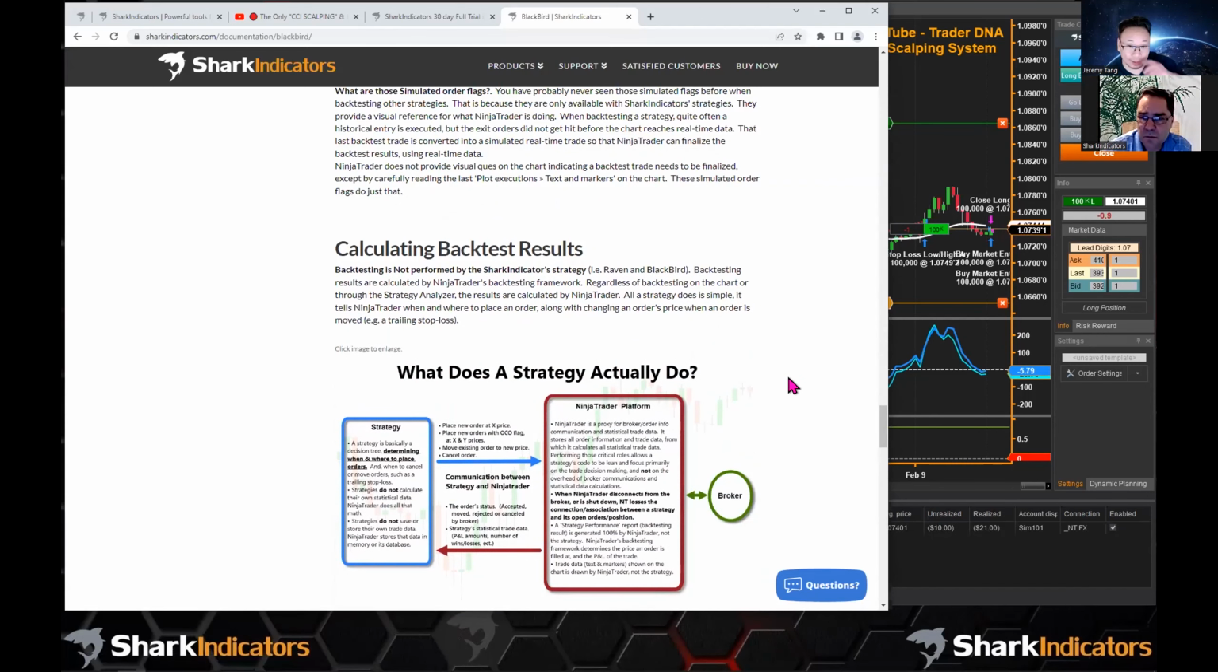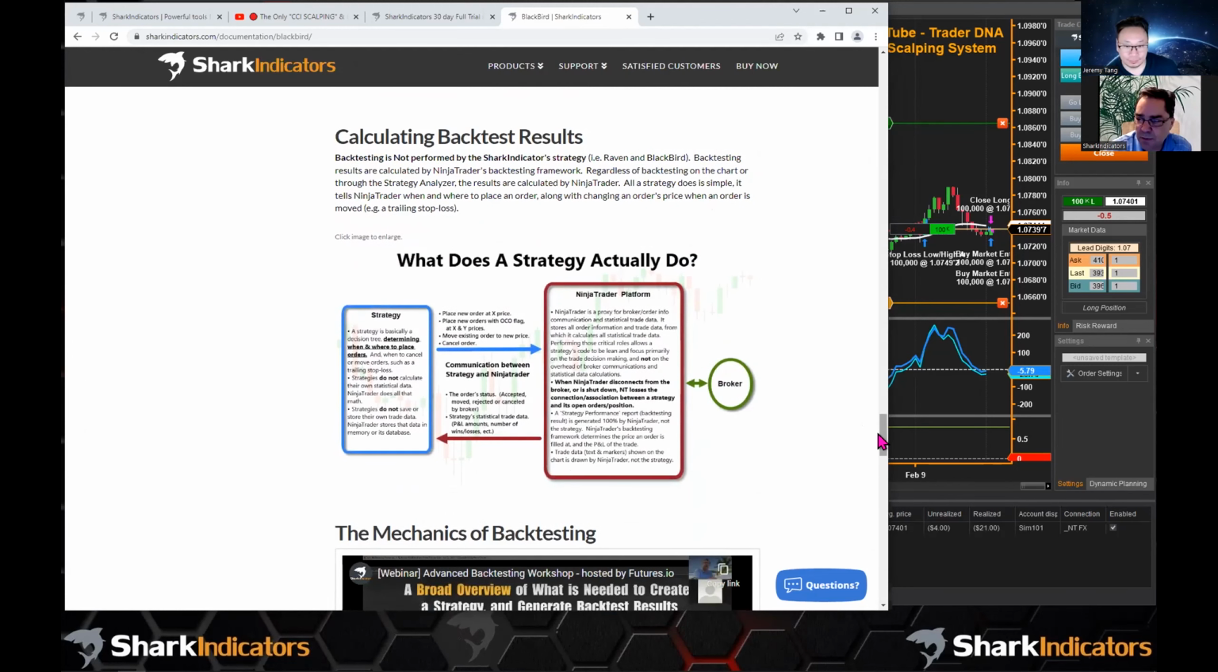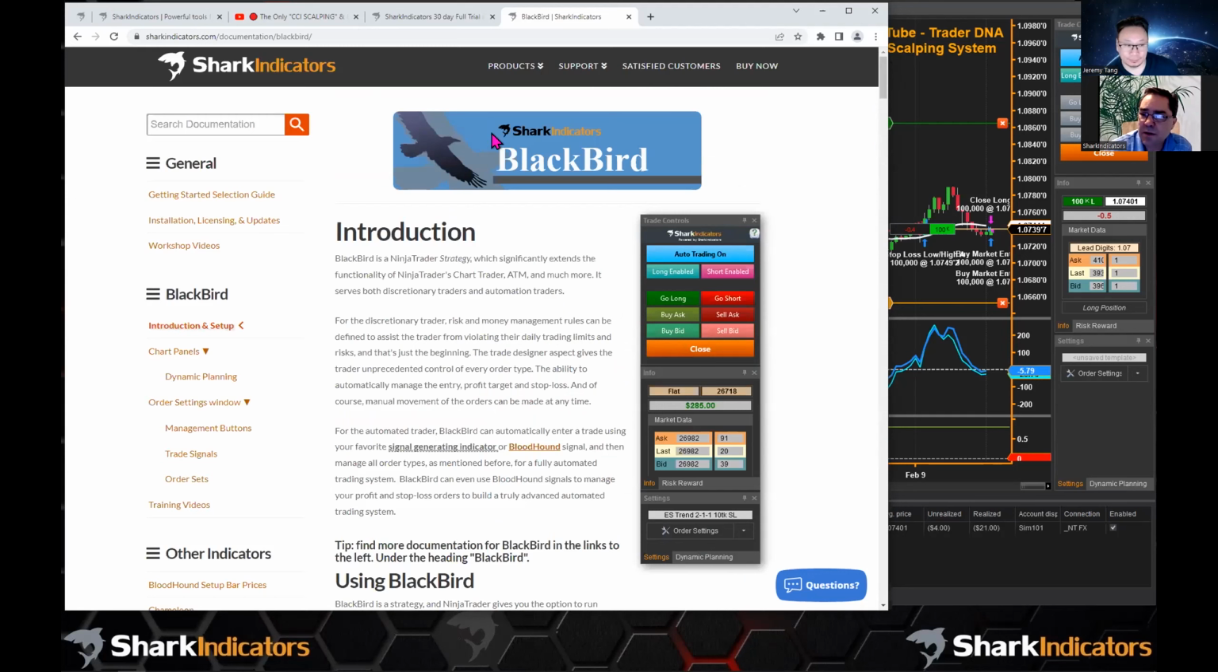And you have no idea how long that bridge could be as well. There's a lot of moving parts in the middle. So I believe it's this image here. Again, this is the Blackbird page. Let me scroll up to the top here, right? So this is the Blackbird introduction page.